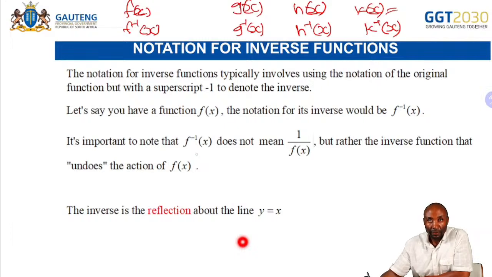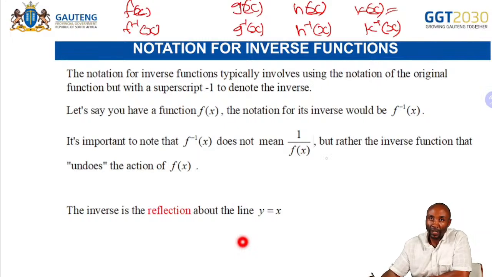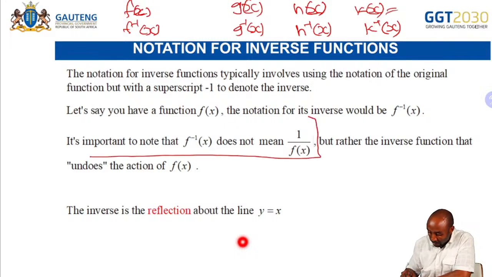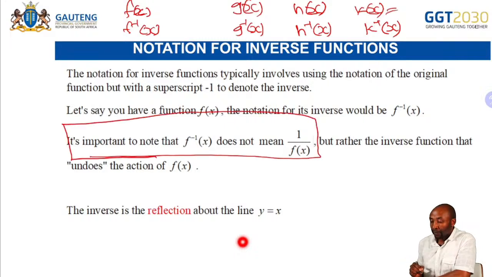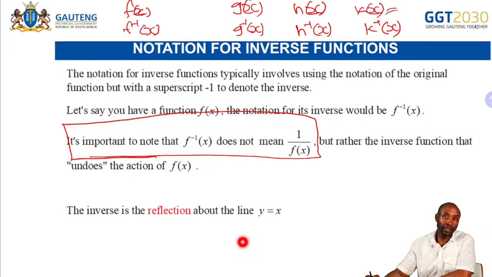It is not the inverse. So let's take note. F inverse x means the inverse of f of x. So let's not mix up the notation. Now, the inverse is the reflection of the function f of x along the line y is equal to x. Always, that's the definition of an inverse.